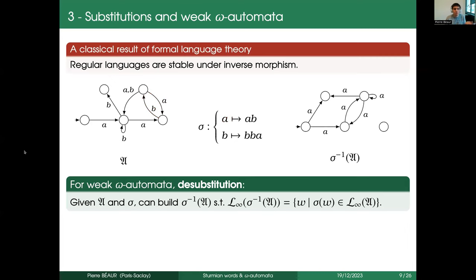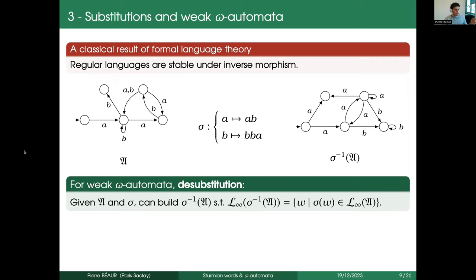So here I do this. And thereafter, I've done it for the image of A, and I have to do it for the image of B. So I do it for every time I see a BBA. And what I mean now is that if you have a walk in A, in the omega automaton A, which can be desubstituted through sigma, this desubstitution is accepted by sigma minus one of A.